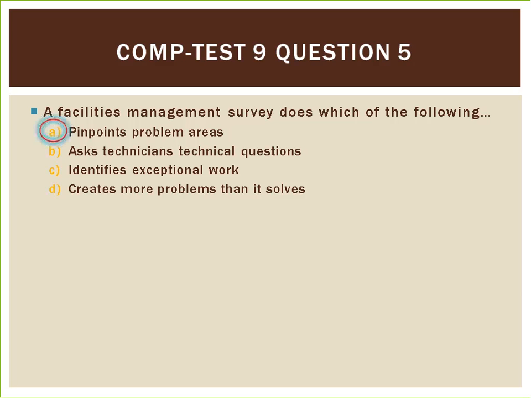concern and problems. Answer B is incorrect because although the survey may ask technical questions, its primary function is to identify problem areas. Answer C is incorrect because although the survey may identify areas of excellence, its goal is to improve overall processes. Answer D is incorrect because it is just an opinion and not a true fact.